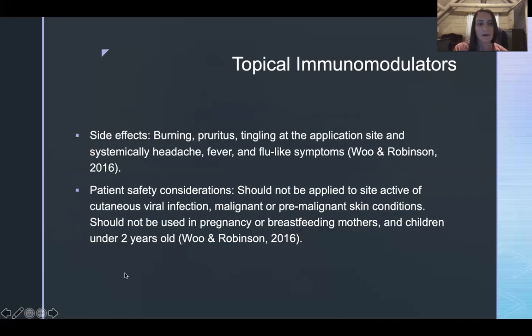Side effects: burning, pruritus, tingling at the application site, and systemically it can cause headache, fever, and flu-like symptoms. Patient safety considerations: should not be applied to a site with an active cutaneous viral infection, malignancy, or pre-malignant skin conditions. Also should not be used in pregnancy or breastfeeding mothers and for children under 2 years old.